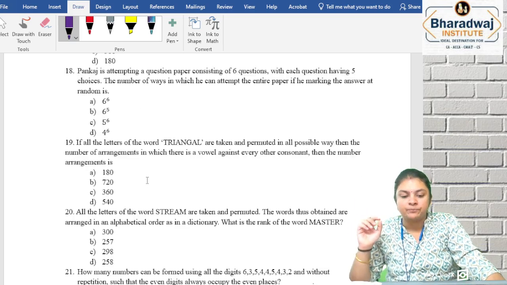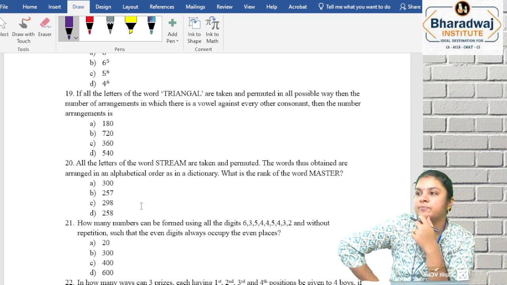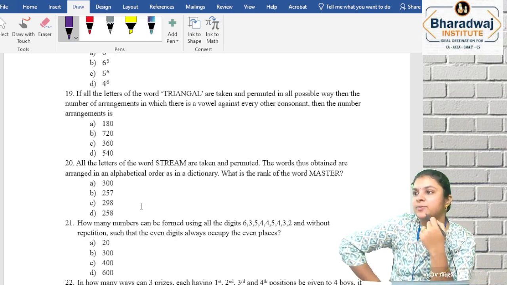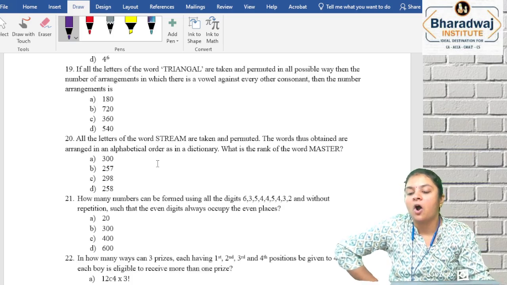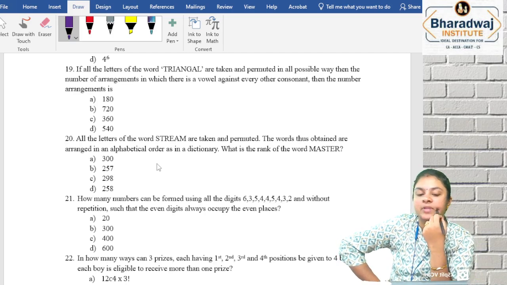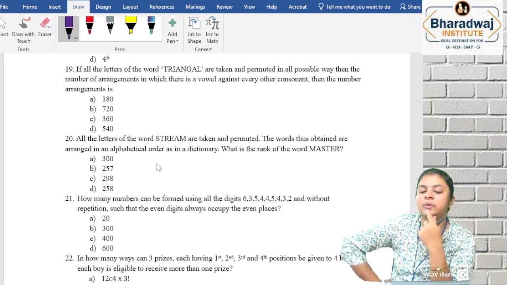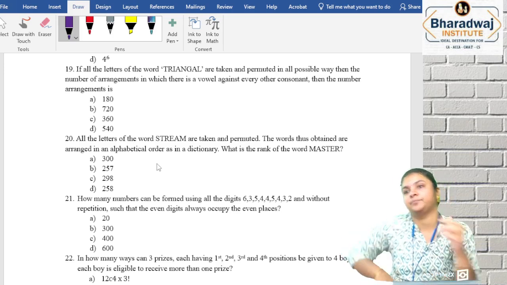Same model, let's try question number 20, then we will come to the balance. Idhe ranking arrangement question. All letters of the word stream are taken and permuted. Find the words thus obtained are arranged in alphabetical order as in a dictionary. The rank of the word master is.